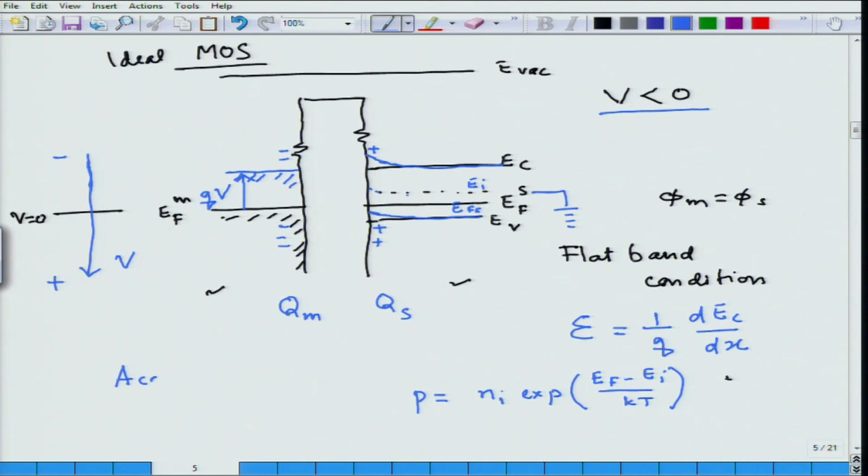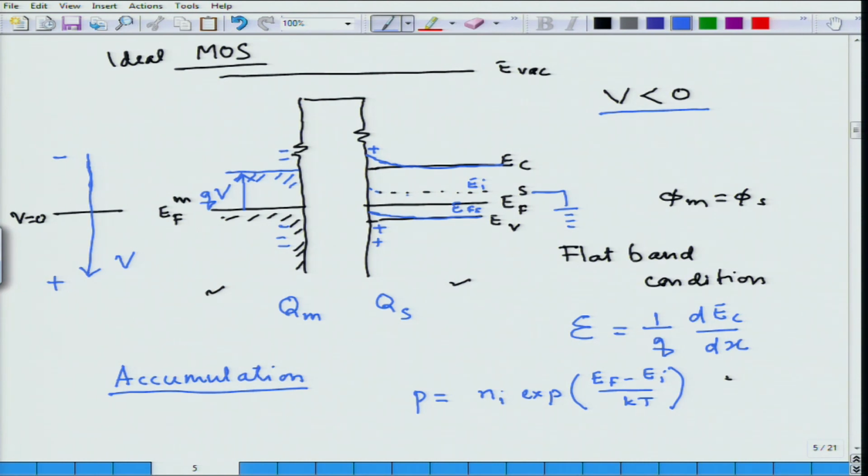So, we have a capacitor now whose capacitance is across this dielectric. It is just like the capacitance of a dielectric, and in this particular condition we have accumulation of charges in the semiconductor, and that is why it is known as the accumulation stage.